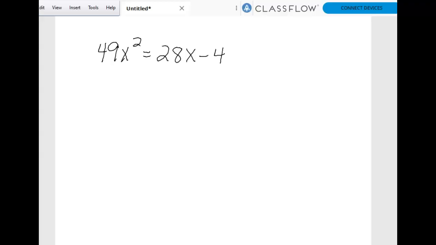Which one do I want to keep positive? The x squared, right? I want to keep that positive. So I'm going to subtract the 28 and add the 4. So I'm going to get 49x squared minus 28x plus 4.